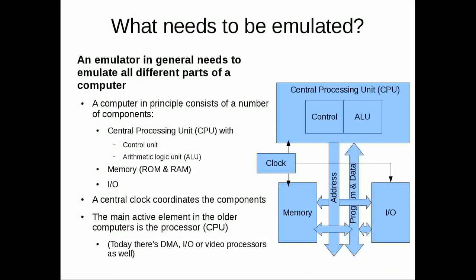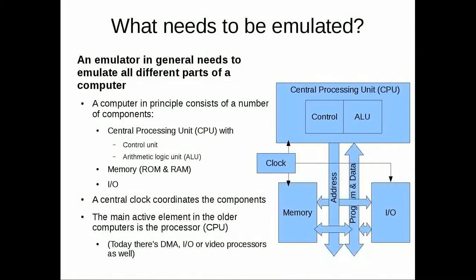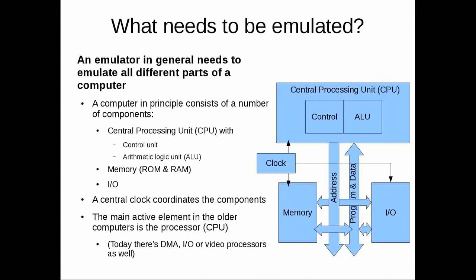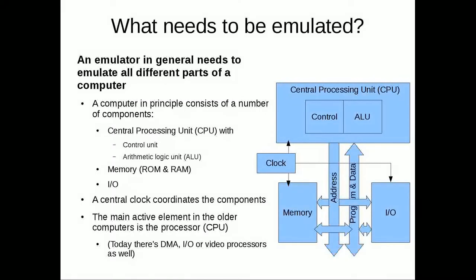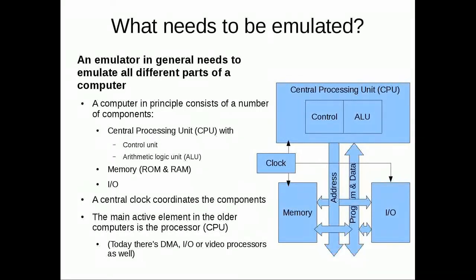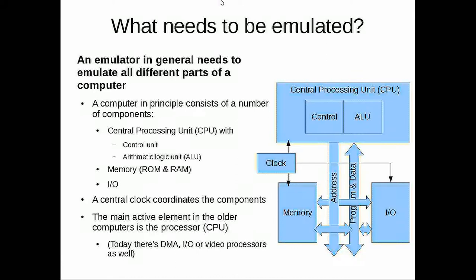So looking at an emulator, what needs to be emulated, we have to look at the machine and the architecture of the machine, and a standard computer then basically was built out of a central processing unit, some memory, some I/O, clock circuitry that synchronizes all the components. The main active element in the older computer is the processor. Today we have other active elements like DMA, I/O processors, or video processors, like the modern video cards with their accelerators. That is not the case there. Although you could say that the Commodore disk drives, which were a computer in themselves, count as I/O co-processors.